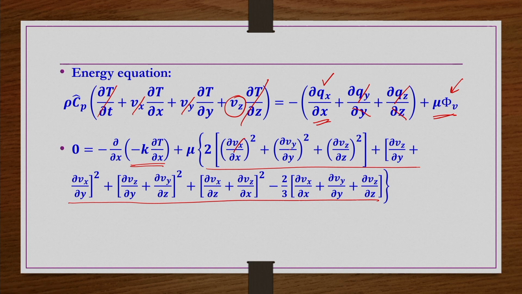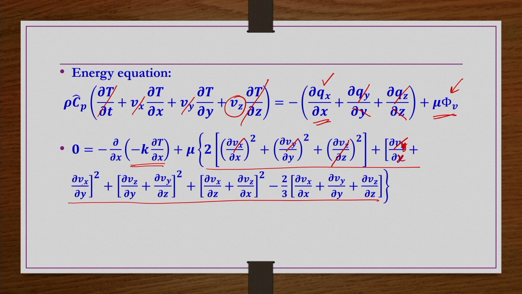So, Vx is 0, Vy is 0, Vz is there, but it is not a function of z. So, first three terms are 0, Vz is there, but it is not a function of y. This term should be dou Vy by dou x, right, dou Vy by dou x. So, there is a typo here. It should be dou Vy by dou x.